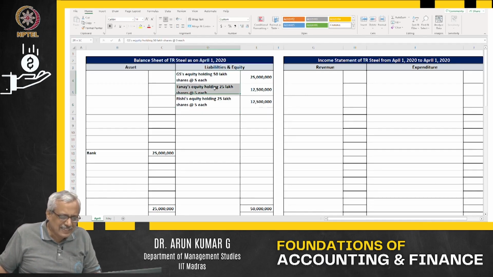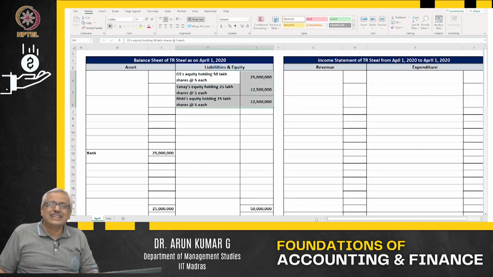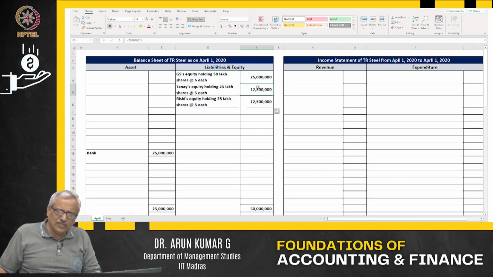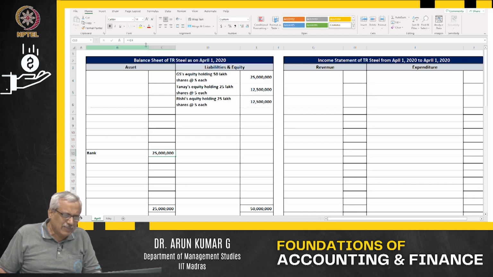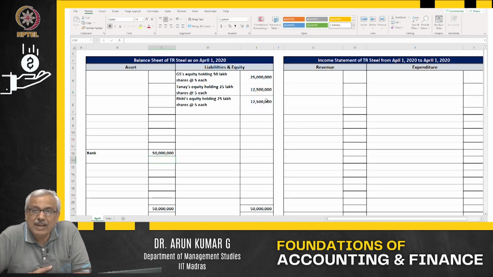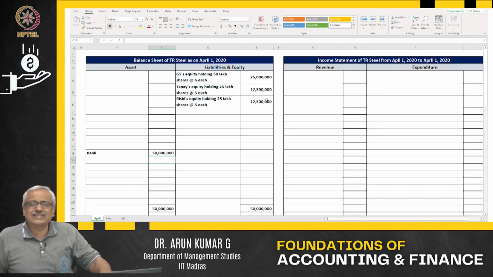So, all these three form what is called the equity contribution, the capital. Now, this money also comes in. Tanay and Rishi have also given 1.25 crores each. So, where does it come in? It comes in basically to the bank account. The money is deposited in the bank account which is in the name of TR Steel. So, the money of 5 crores is in the bank account of TR Steel. Who owns that money? TR Steel owns the money. That is why it is an asset.